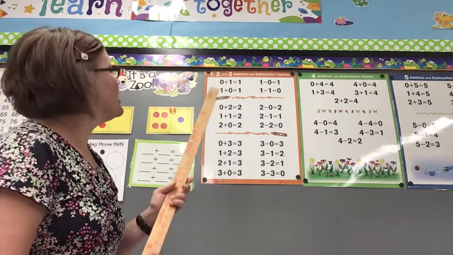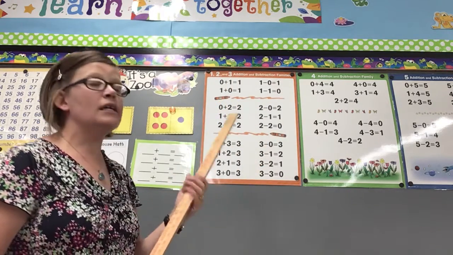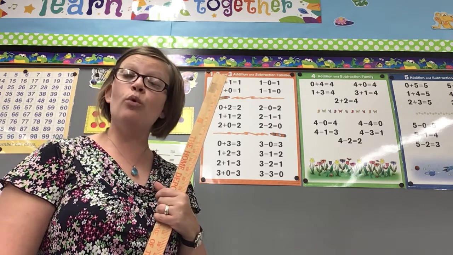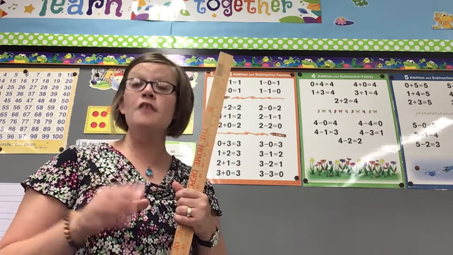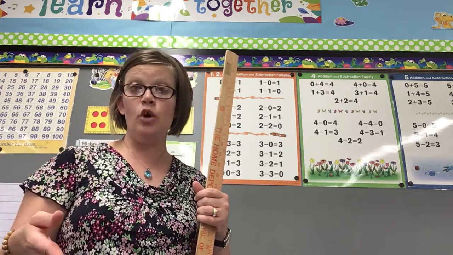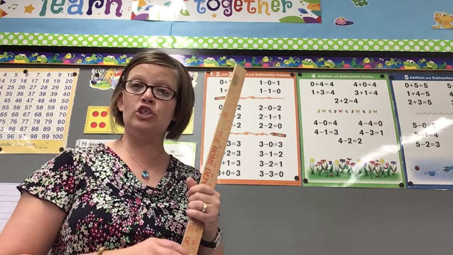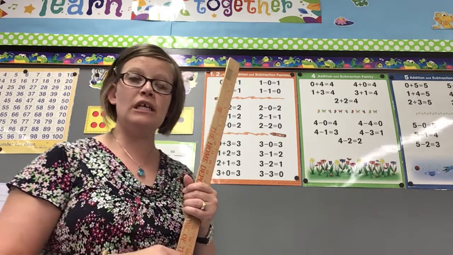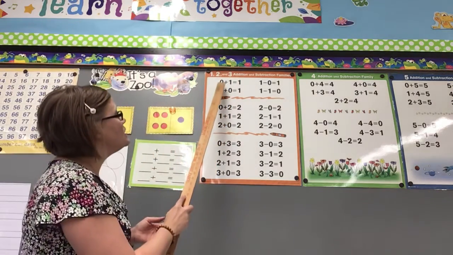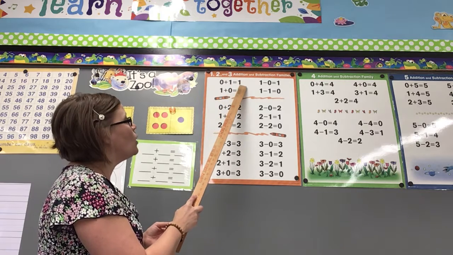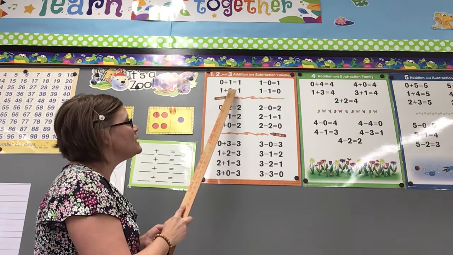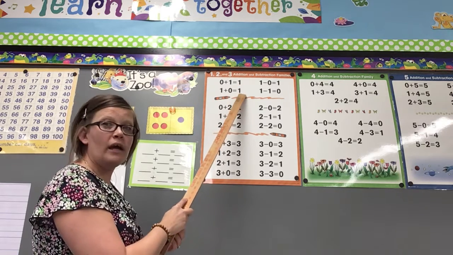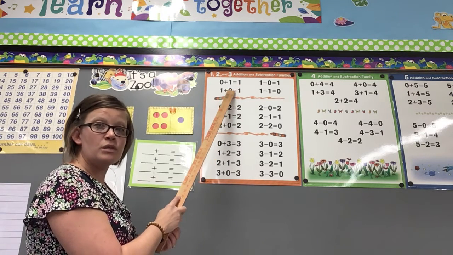So we call this the one addition family. The reason it's called the one addition family is because in order to be in a family, the answer has to be the same. We call the answer of an addition problem the sum. The sum is the number that comes after the equal sign. So we have 0 plus 1 equals 1. 1 plus 0 equals 1. Because both of the answers are 1, they live in the same house.